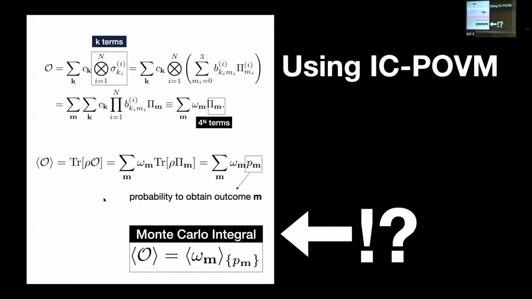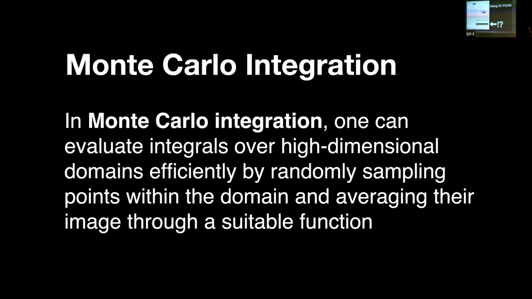It's by means of a Monte Carlo integral. So what you actually do is calculate a statistical average of these coefficients omega m, classically calculated, over the probability distribution P m. Just for those of you who are not familiar with Monte Carlo integration, what one does in Monte Carlo integration is evaluate integrals over high dimensional domains in an efficient way, just by randomly sampling different points within the domain and then averaging over a suitable function. And this is what we do.